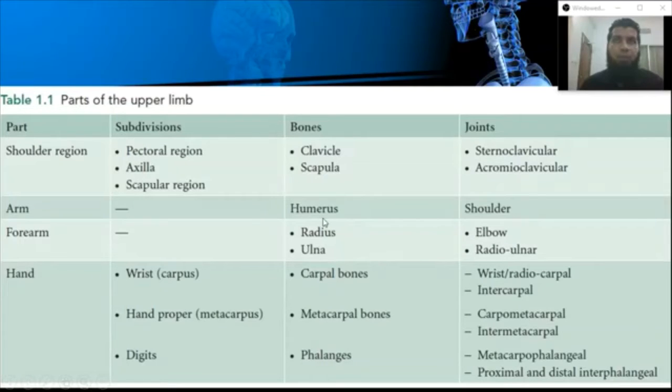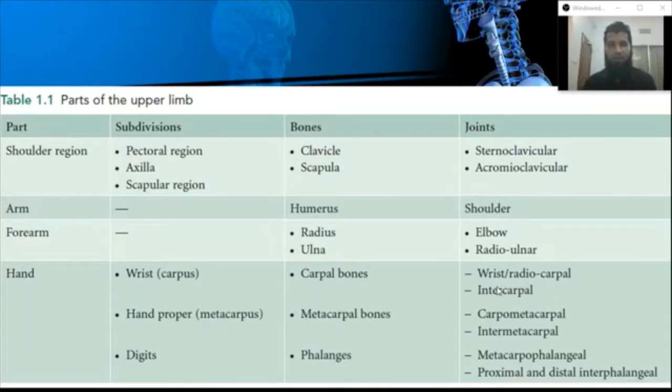In the arm, there is one bone, the humerus, and one joint called the shoulder joint. In the forearm, there are two bones, radius and ulna, giving rise to two joints, the elbow joint and the radioulnar joint. In the hand, there is the wrist, the hand proper formed by the metacarpal bones, and the digits. The hand consists of carpal bones, metacarpal bones, and phalanges. There are several joints in the hand, like the wrist joint, which is also called the radiocarpal joint.